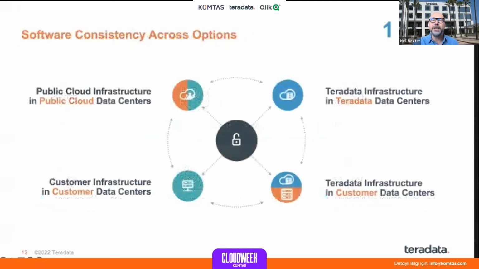So essentially, what we're saying here for the hybrid multi-cloud world is we want to be able to deploy the software across all deployment choices. So having the flexibility to run and migrate analytic workload across different options gives us huge operational agility.